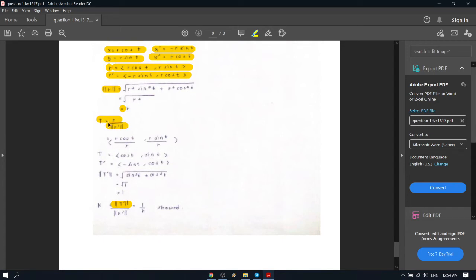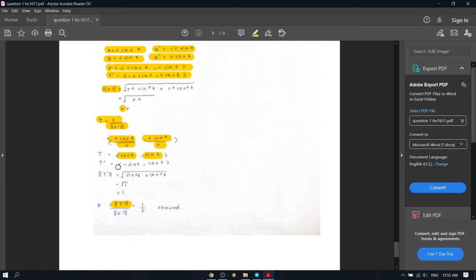Then we back into the unit tangent. Our unit tangent will be like this after we substitute r and the magnitude of r. We simplify, and we get our unit tangent is equal to cos t and sin t.